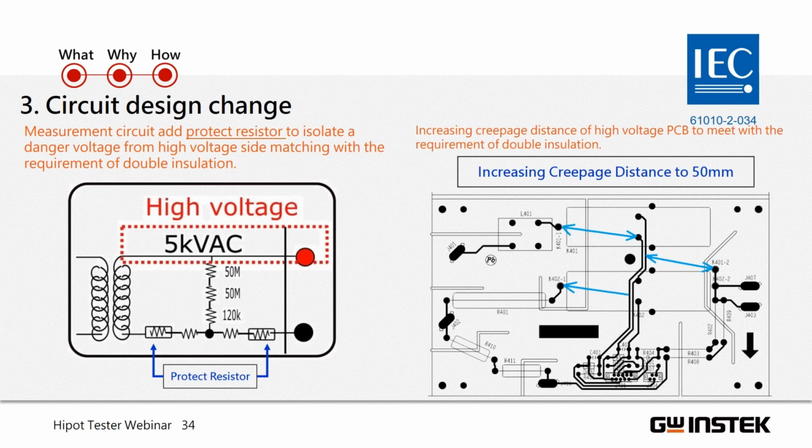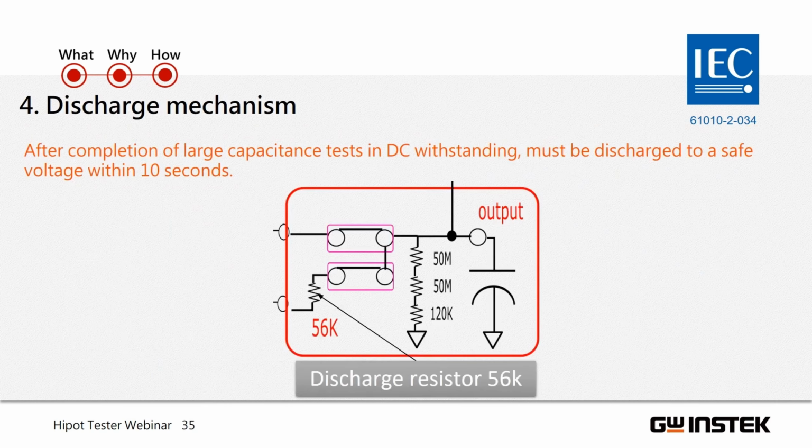Third is the change in circuit design. In the left figure, we add 2 protect resistors to isolate a dangerous voltage from the high voltage side, matching the requirement of double insulation. In the right figure, we redesign the layout of the PCB to increase the creepage distance to 50 mm to meet double insulation. Fourth, we add a 56K ohm discharge resistor. It is for the DC withstanding test. If the DUT has a large capacitor, it needs the discharge action to release for safety.